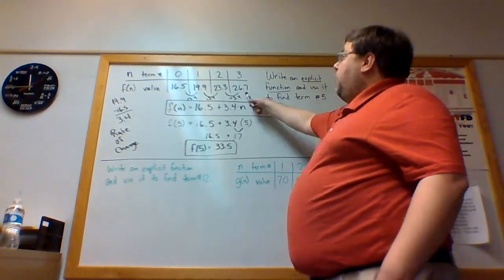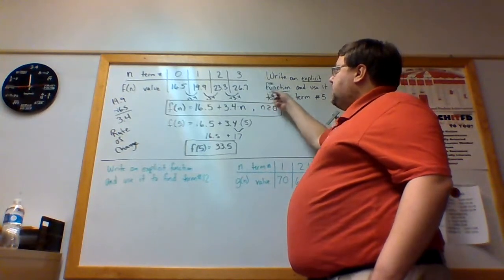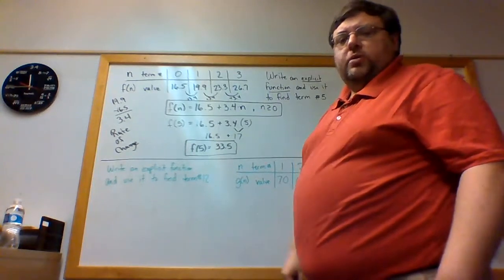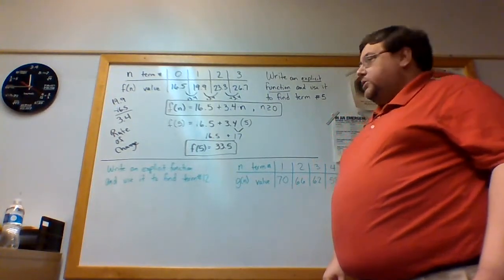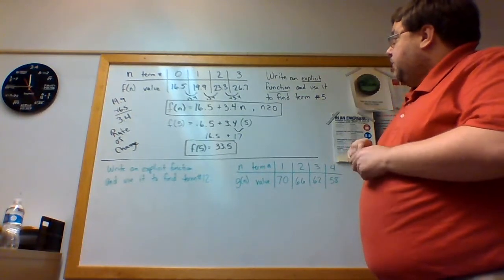And if I kept going here and adding 3.4 on 2 more steps, just estimating, yeah, that would be pretty close to the right answer. That's a reasonable result. So that's the first example.